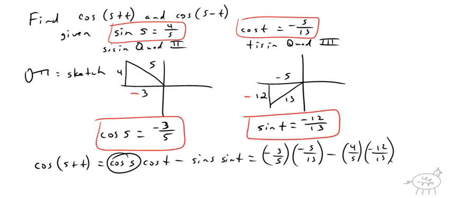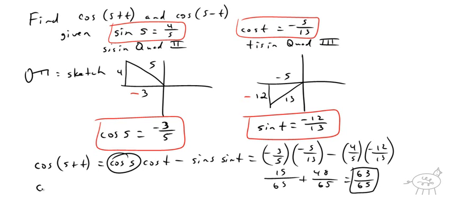And notice when I put these together, I have the same denominator for both of them. So I wind up getting 15 over 65 plus 48 over 65. So that gives me 63 over 65. That's your answer for cosine of S plus T. All right, it's pretty easy.